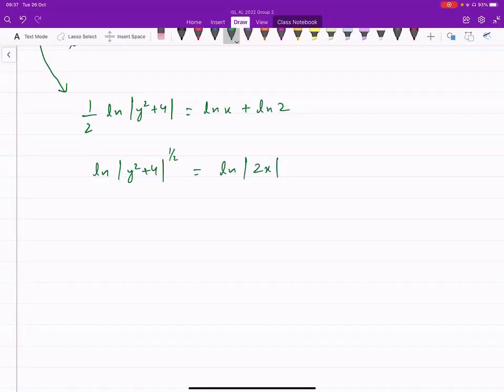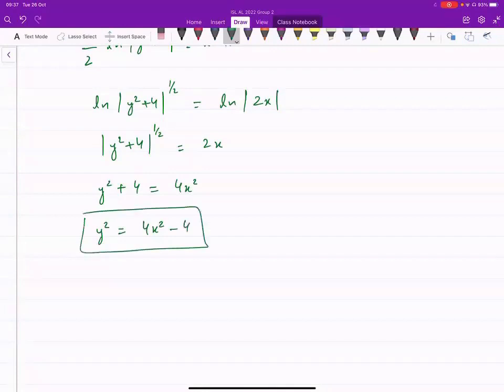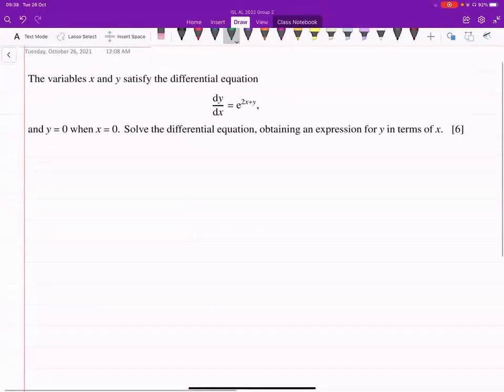Now we can get rid of the logs on both sides. We get y square plus 4 raised to power 1/2 that equals 2x. अब क्या करें? दोनों साइड्स को स्क्वायर कर दें. y square plus 4 equals 4x square and y square equals 4x square minus 4. Let's look at another one.